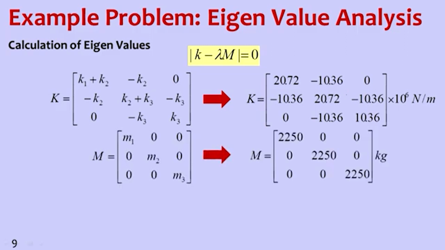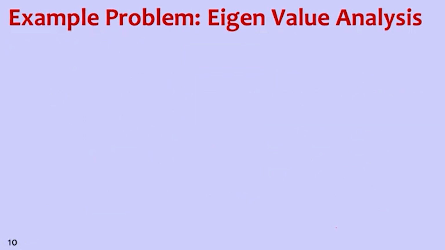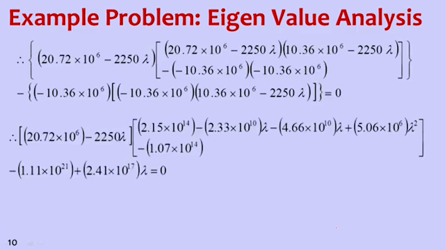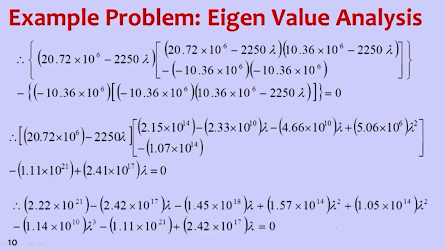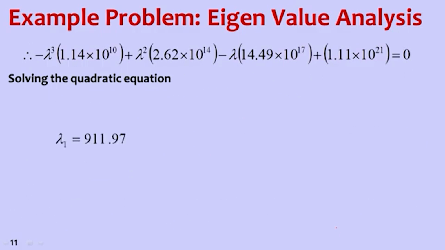And then the mass matrix. All masses are the same. The characteristic equation can be written like K minus lambda m is equal to 0, like this. So, here you can see lambda values are there. Now, we need to solve this matrix, that is, take the determinant of this. If you expand it, it will look like this, and then further expansion, and if you solve it, then what we get is this cubic equation, in fact, not quadratic equation.